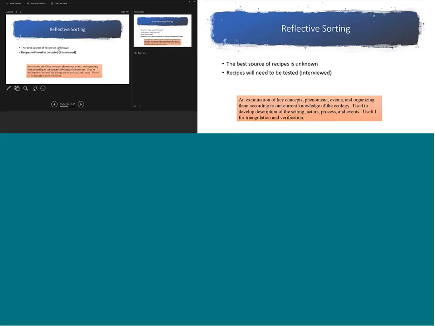After I go through that, I want to do some reflective sorting. So I think about what I've learned so far. And again, I'm asking my questions. I'm stepping back. I'm trying to figure out which direction I want to go.